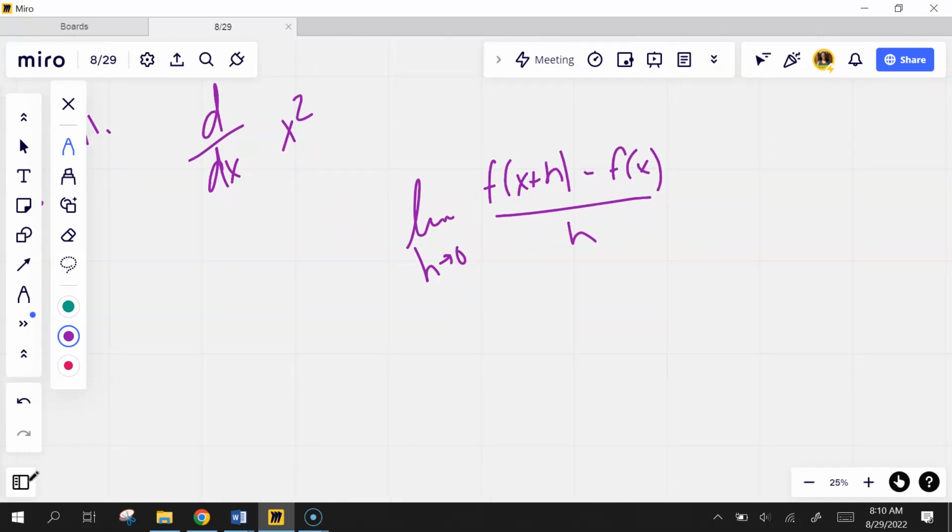Well, here we go. So what you want is a general equation. So I'm going to plug x plus h in like this, minus, and then I'm just going to keep the x squared, and I'm going to put it over h.